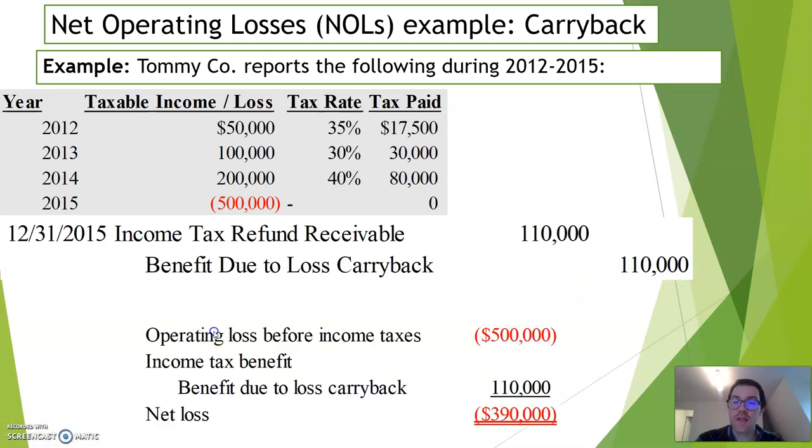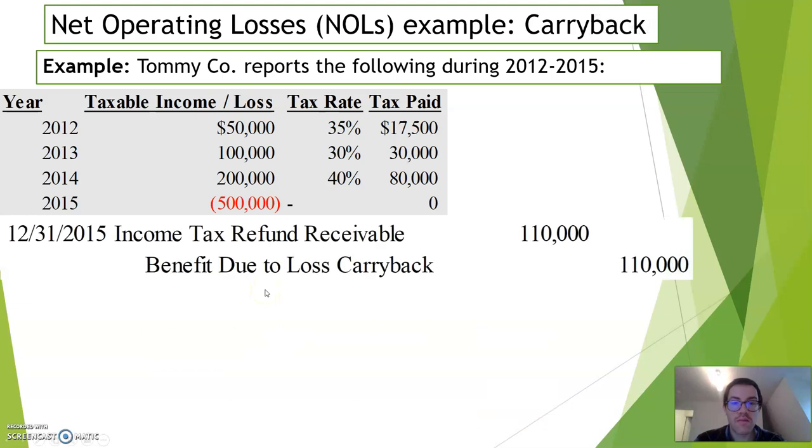Where do we get the $110,000? Well, I can carry this $500,000 back up to 2 years, and I have to use the earliest year first. So say, okay, in this year I earned $100,000 times 30%. I paid $30,000 in taxes. In the next year, I paid $80,000 in taxes. So if I add those together, I paid $110,000 in taxes the past 2 years. Now I have this big loss. I'm going to get that money back from the government. And that's what happens.